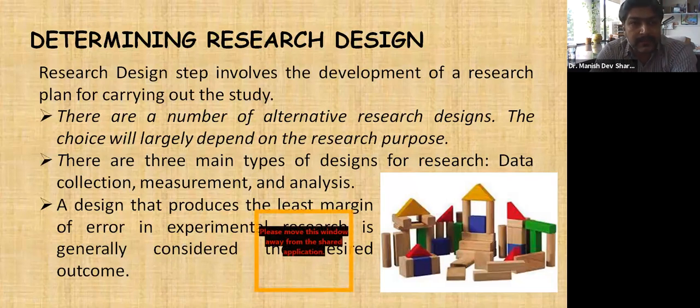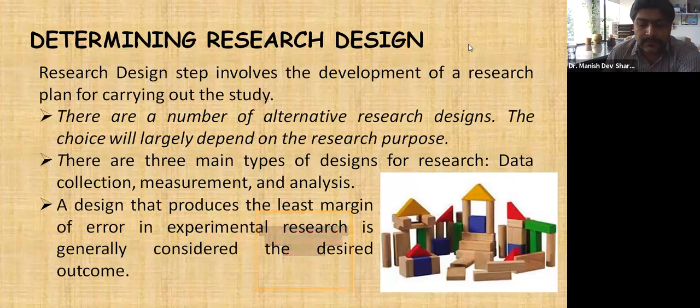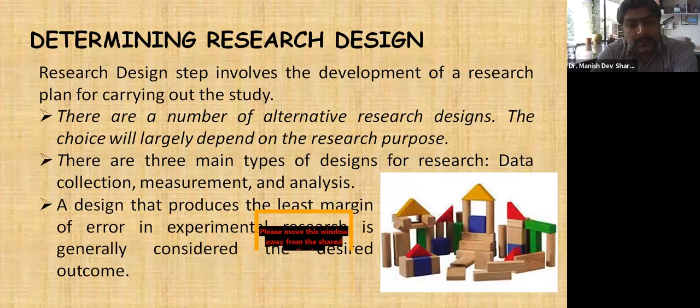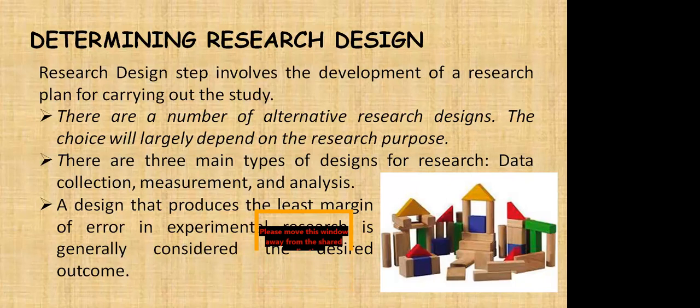So the next thing is determining the research design. Determining the research design basically helps us to conclude that this particular model or research design is suitable for us. The research design step involves development of a research plan for carrying out the study. There are a number of alternative research designs. The choice will largely depend on the research purpose. Basically, the research purpose will help you to rethink the alternative research designs that you have.